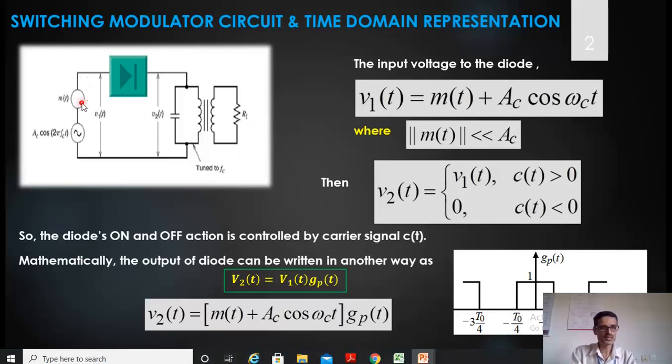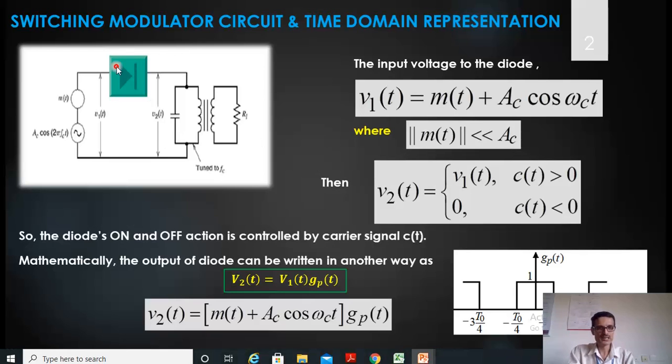As I told you, the two signals are given in series. That means V1 of t is nothing but m of t, my message signal, plus Ac cos omega c t, or Ac cos 2 pi fc t. Always the magnitude of m of t, the instantaneous voltage of m of t, should be very much smaller than Ac. This is one of the very important conditions which we need to satisfy. Now, what is the output?